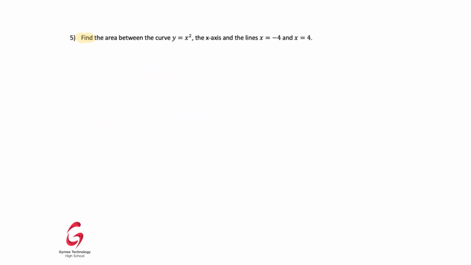Okay, example 5, the final one for lesson 1. It says find the area between that curve y equals x squared. So again, good, another easy one to sketch. The x-axis and the lines x equals -4 and x equals 4. Notice this one didn't say bounded. All right, so we'll see what we mean by it not being bounded when we draw the sketch.